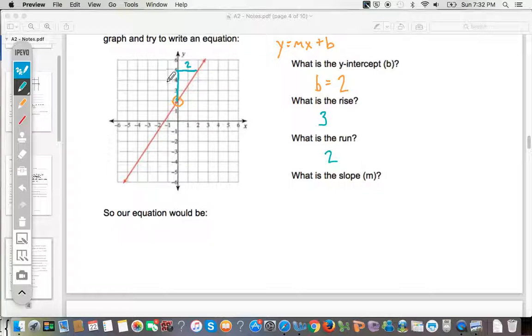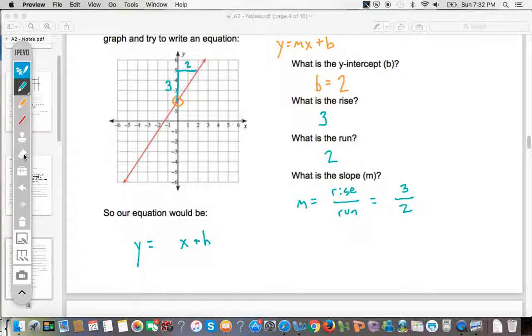So I'll just put a little 2 here and I'll put a 3 right here. Okay? So since my slope, or m, equals my rise over my run, I know my slope is 3 over 2. Okay? So our equation, we're just going to plug in our numbers here. So we know that y will stay in our equation and x will stay in our equation.